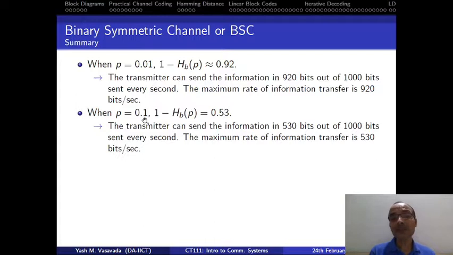When P becomes 10%, according to our earlier thinking, we would have said that the rate of information transfer would be 900 bits per second. But actually, it is even much worse than that. It is only 530 bits per second. But still, this 0.53 is pretty good actually if you think about it. When 10% of your bits are getting corrupted, you are still able to transmit almost half of the total number of bits that you are transmitting. You are able to pack information in about half of those bits.